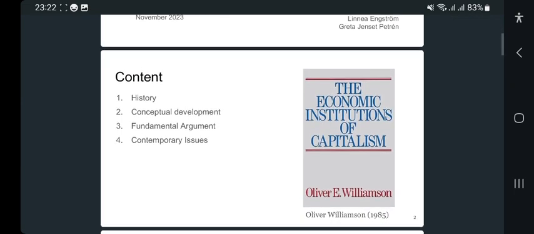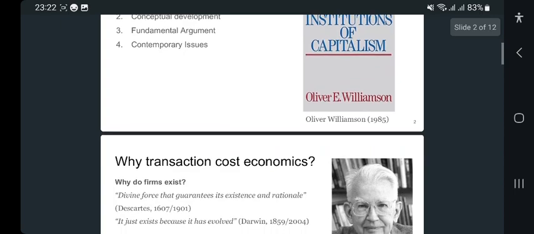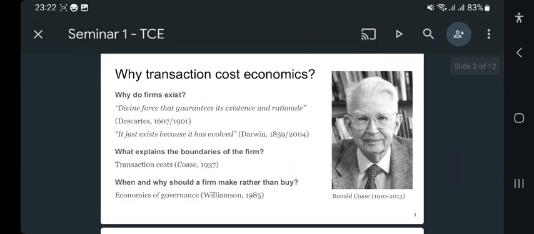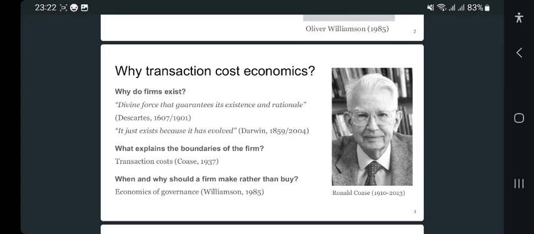So first I will go through the history of it, its conceptual development, its fundamental argument, and then contemporary issues. So why transaction cost economics? Well, it started with questions such as these by Descartes and Darwin. Descartes asked himself, why do firms exist? And his answer to that was that it's a divine force that guarantees its existence and rationale. And Darwin said that it just exists because it has evolved.